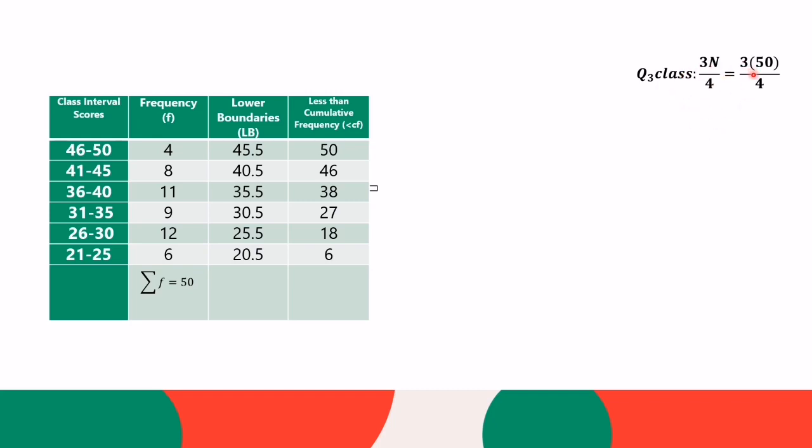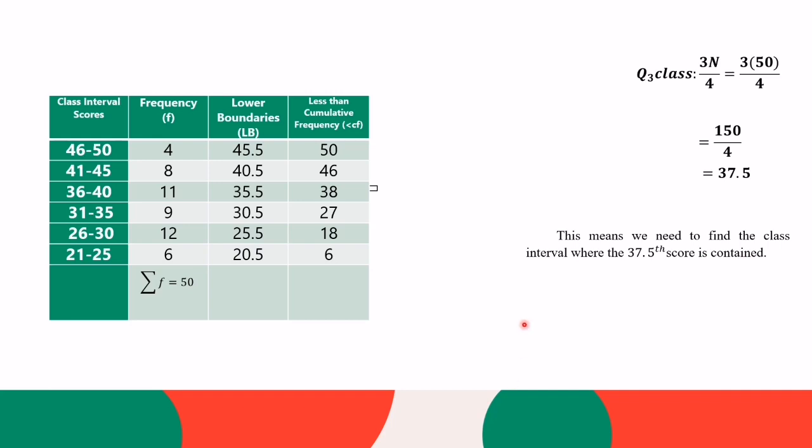Now, what is 3 times 50? So 3 times 50 is equal to 150 over 4. So what is 150 divided by 4? It's 37.5. So this means that we need to find a class interval where the 37.5th score is contained.